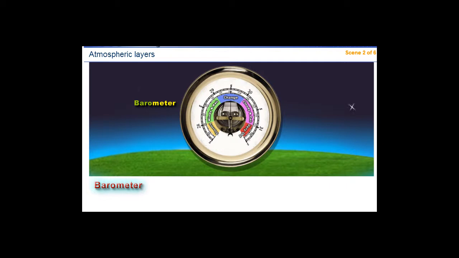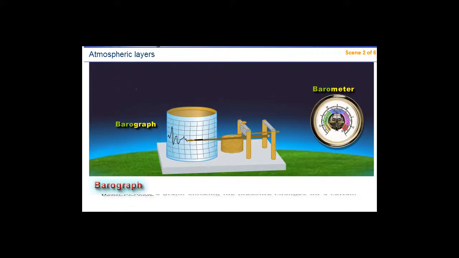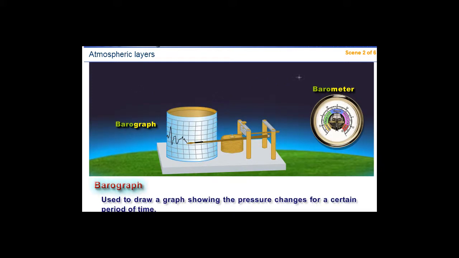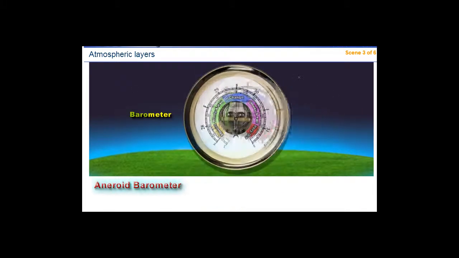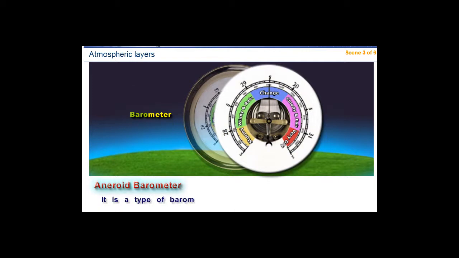Barometer is an instrument used to measure the atmospheric pressure. Barograph, used to draw a graph showing the pressure changes for a certain period of time. Aneroid barometer. It is a type of barometer used to determine today's weather.